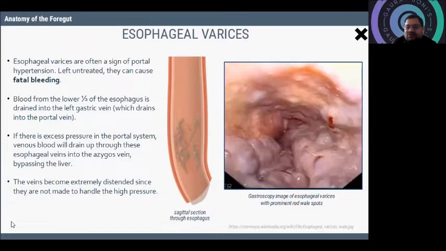The veins become distended since they are not made to handle this much high pressure. So in this gastroscopy image, you will see the bleeding within the walls. You can simply see there, it is the esophageal varices.